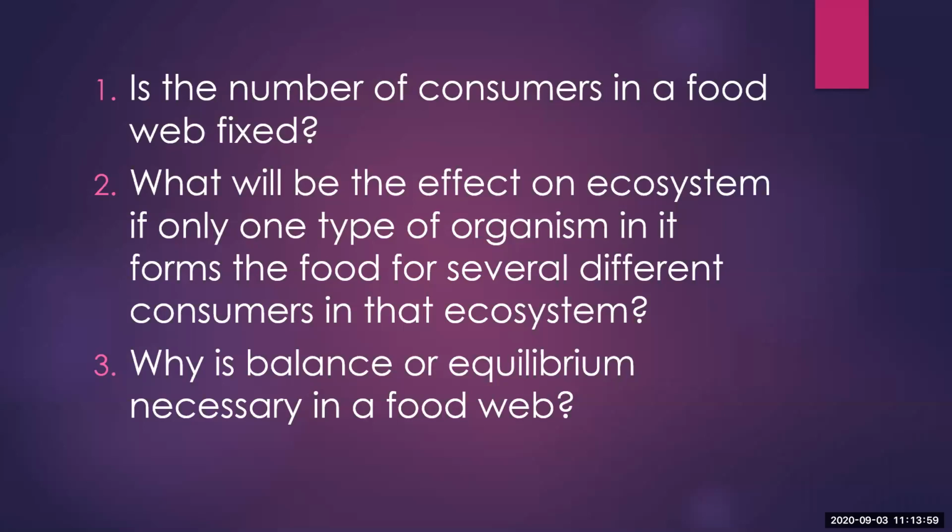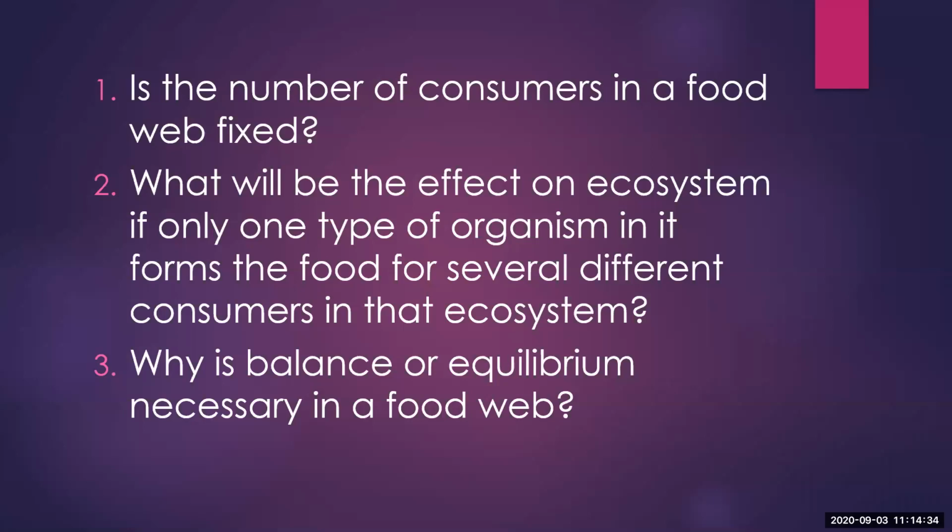What will be the effect on the ecosystem? There will be a shortage of food if only one type of organism is preparing to become the food for several consumers. If the food required by many consumers is finished, then the number of consumers in the ecosystem will fall due to starvation. All this will result in imbalance of the ecosystem.